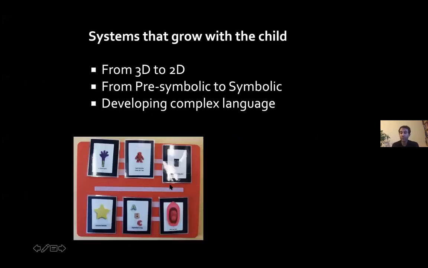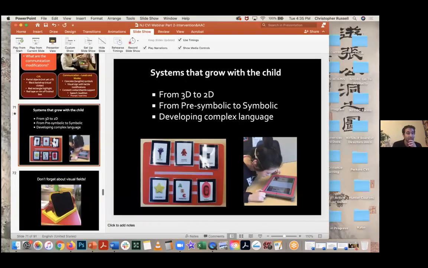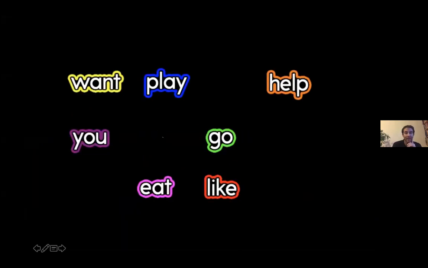So what did we do when the student no longer needed 3D images? We took photos of the 3D symbols and we started to develop them into a 2D system, first on just a communication board and then on an iPad, right? Now it's turning into a complex AAC system. And my hope is that long-term, what she's going to be using is something more like this.